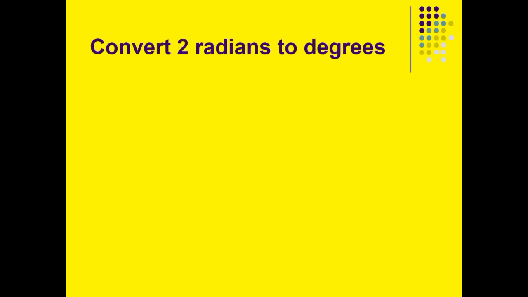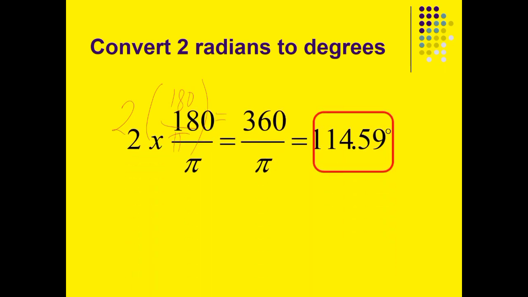Okay, 2 radians to degrees. So we have 2 times 180 over pi, and we come up with 360 over pi. That is equivalent to 114.59 degrees, because pi is approximately 3.14, 15, 16, and so on, rounded off to 3.1416.